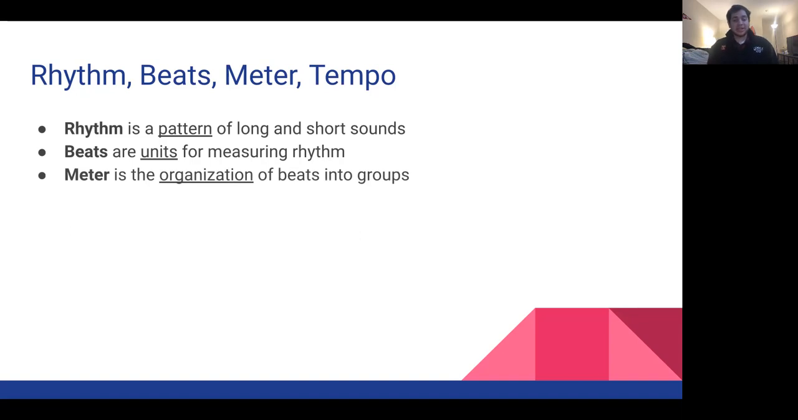Meter is the organization of beats into groups. For example, do, day, do, day, do, day, do, day, do. The second time I performed my rhythm, I started over from 4 to 1. I didn't go from 4 to 5 because I moved on to a new group. So I started over my counting.